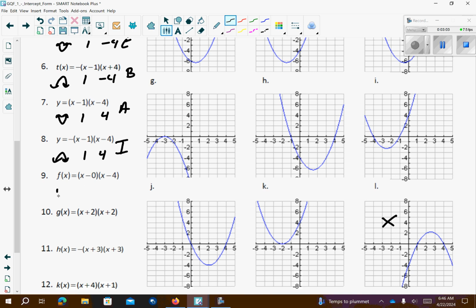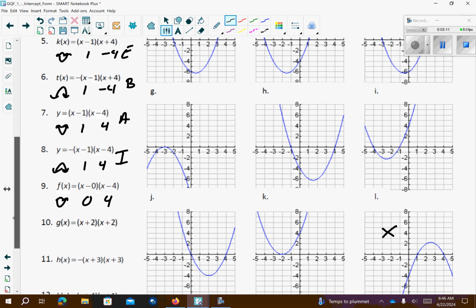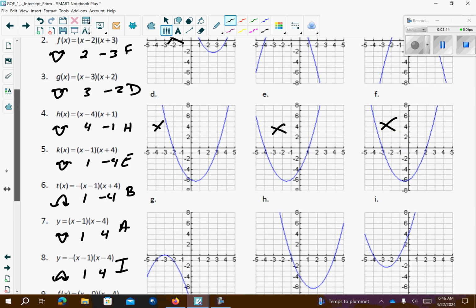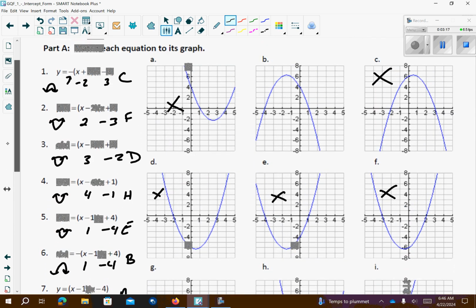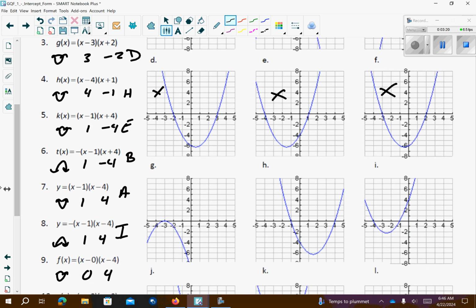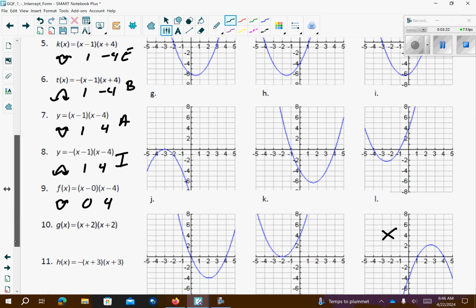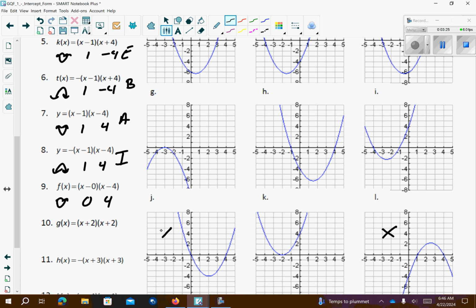This is going to open up because there's no negative up front. It's going to cross at 0 and at 4. So crossing at 0 and 4. Oh, it's going to be letter J. This one will open up, and it happens at -2 twice. So it's opening upward. -2 and -2 happens twice, so it means it's just going to kiss it. So it's got to be this one, letter K.